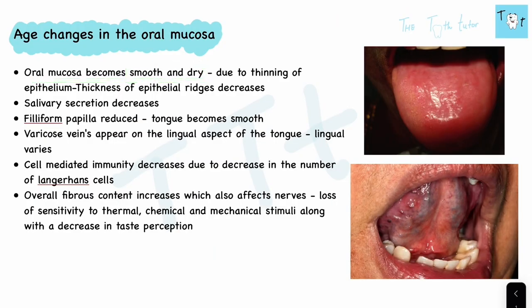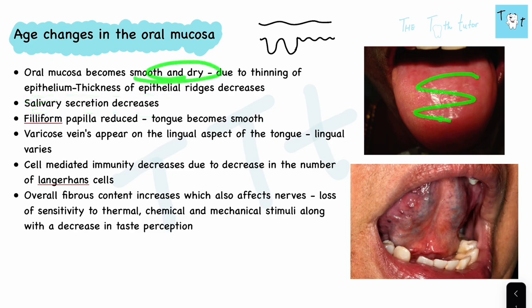And why does that happen? It becomes smooth and dry because the epithelium layer becomes thin. The epithelial ridges decrease, so it becomes smooth. If you have this epithelium and you had these ridges, they will smoothen out, and then the salivary secretion decreases. So this is why the oral mucosa becomes smooth and dry.